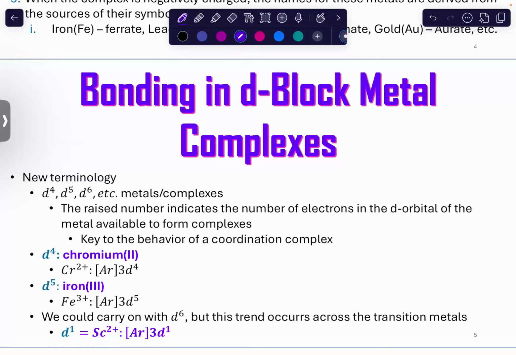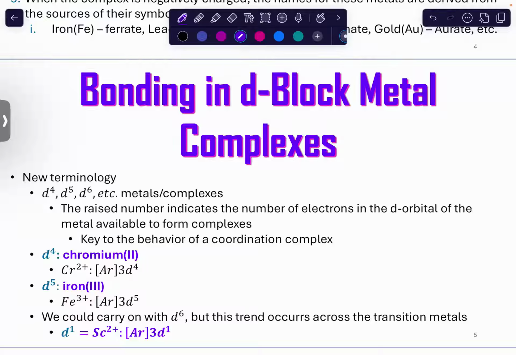It is, because you want to think like, take your chromium 2. Now chromium, it's going to have its 3d4, but it has the 4s2 electrons on there. I guess technically you can still call it a d4, but you have a problem with those 4s electrons before you start making coordination complexes. You need to strip those off to make those 3d electrons, the highest electrons on the atom, available for the formation of a complex. That's your true d4 complex right there.